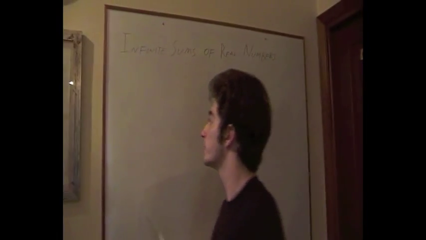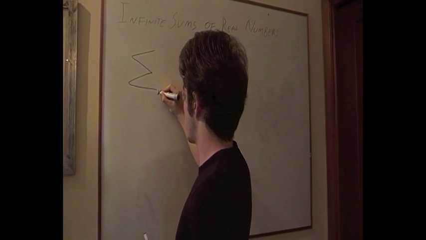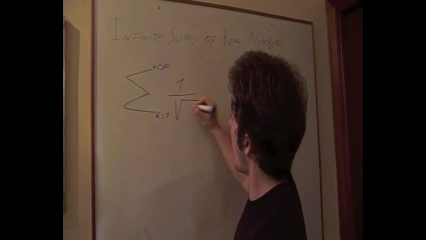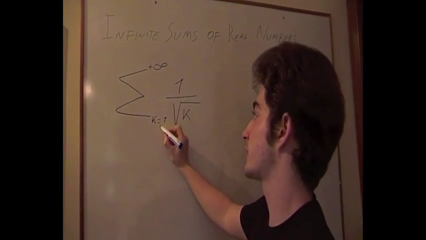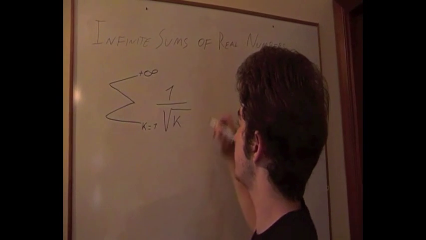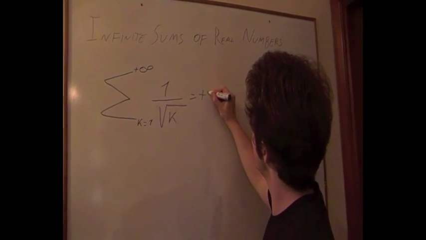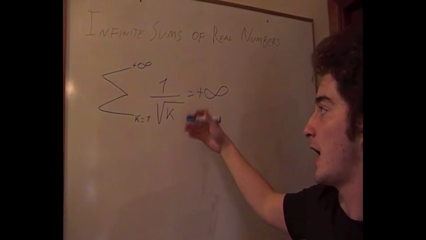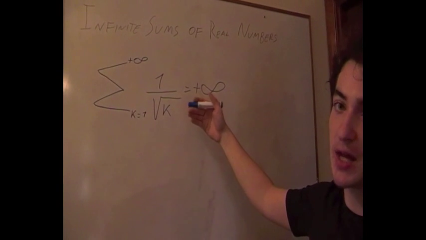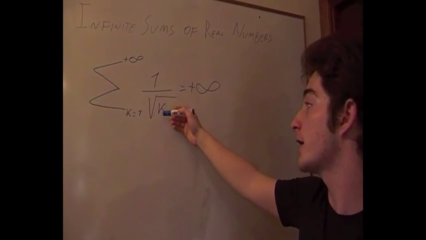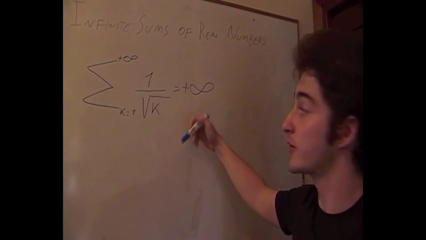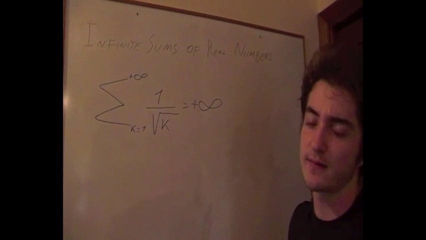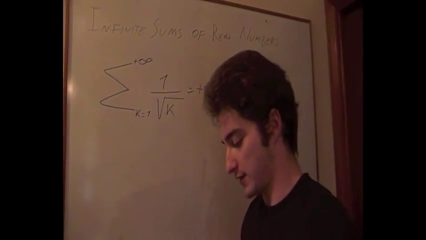Now, we want to prove that the infinite sum of 1 over the root of k, with k that starts from 1 and goes to plus infinity, is equal to infinity. Well, we see that this is an infinite sum where each of the numbers becomes smaller, because it'll be 1 over 1, 1 over the root of 2, 1 over the root of 3, so it keeps going smaller. But it diverges to plus infinity. Well, let's see how that is so.